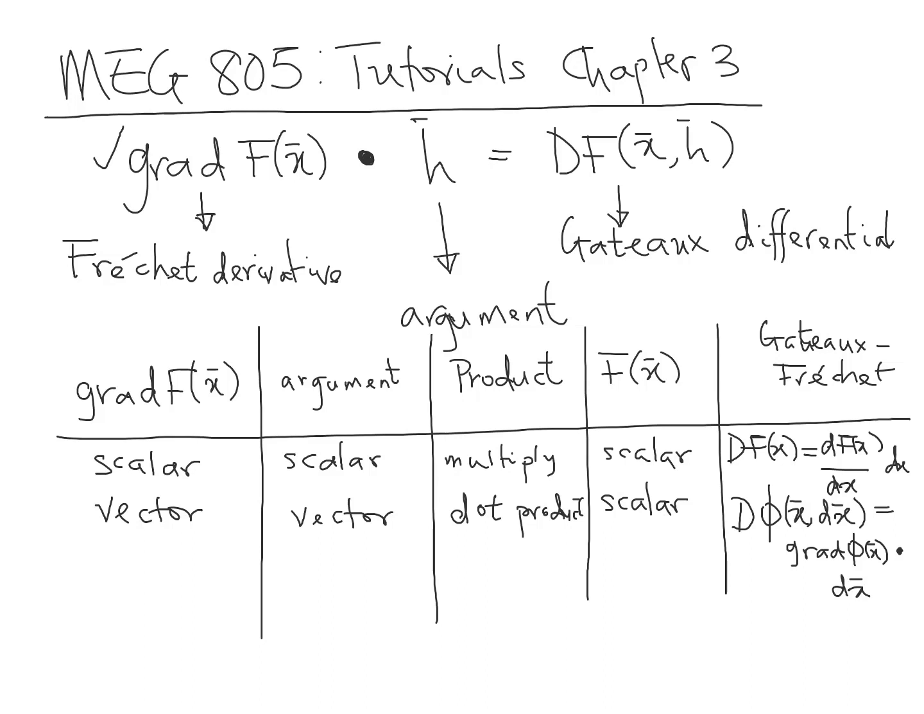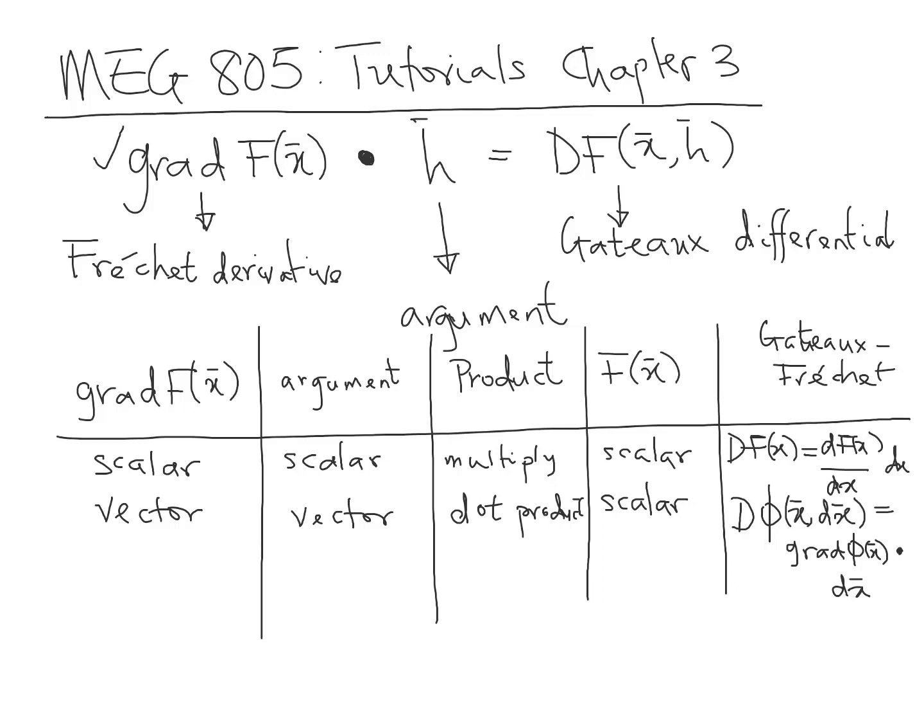So based on the relationship I wrote on the board, the first relationship I wrote, I know that the only way I can get a Gateau differential that is a scalar valued function is to have a dot product between a vector and a vector. Now, let me go to the next one.